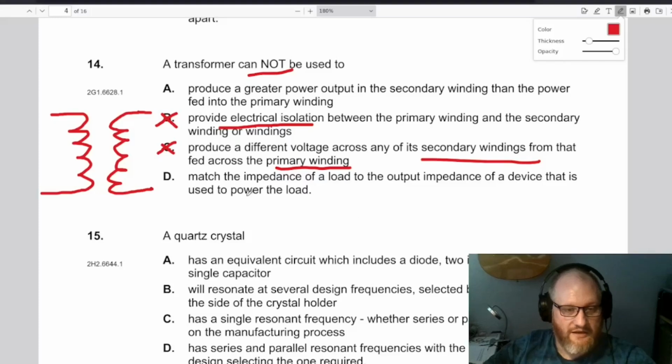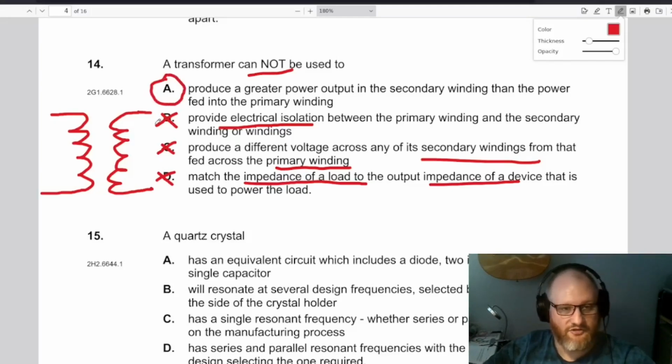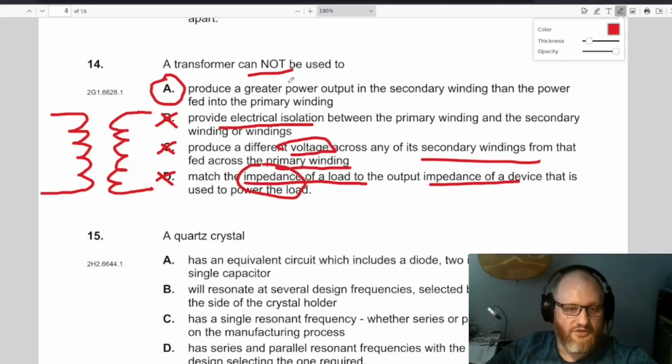So we can match the impedance of a load to the output impedance of a device that is used to power the load. In the same way we can do a voltage transformation, we can do an impedance transformation as well. So we've got to remove option D, and that leaves us with just option A, which has to be the right answer. But why is it the right answer? Well, there's an interesting word here. We've talked about transforming voltage, we've talked about transforming impedance, but option A is talking about producing a greater power, transforming the amount of power.